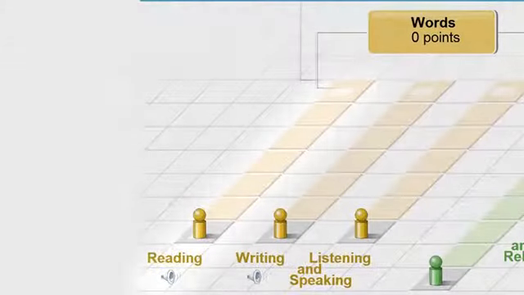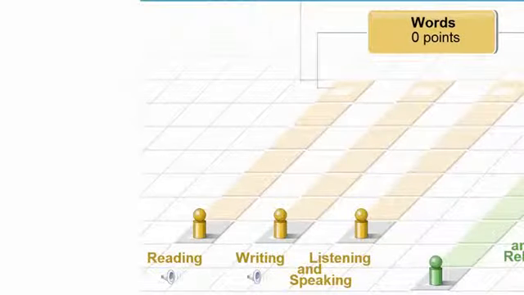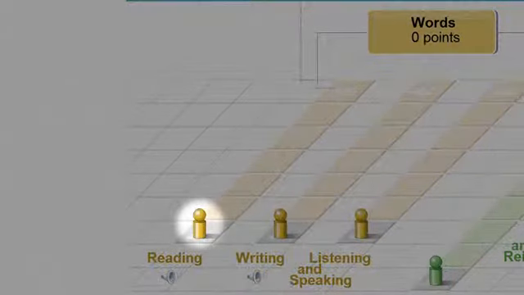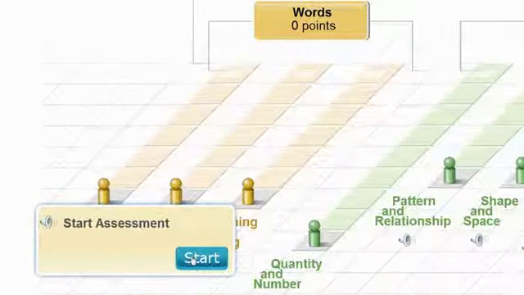Each award has a path. You need to get to the top of the path and complete a final assessment and some portfolio work for the Writing and Listening and Speaking Awards to get your certificate. There is a figure at the bottom of each path. The figure is at the bottom of the Reading Award path. To start, you click on the figure and select Start Assessment.